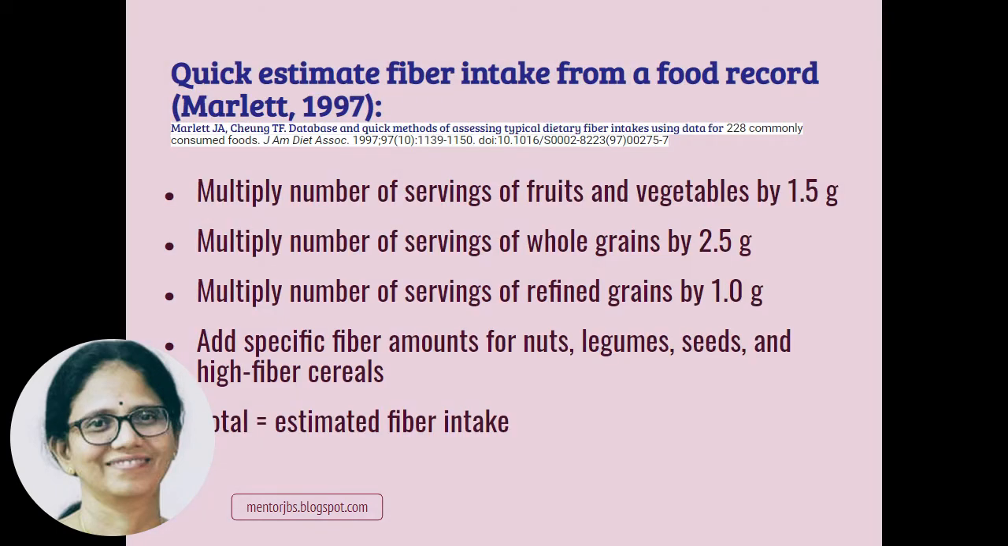A quick estimate of the fiber intake can also be obtained from a food record based on the Marlett 1997 procedure. Multiply the number of servings of fruits and vegetables by 1.5 grams. Multiply the number of servings of whole grains by 2.5 grams. Multiply the number of servings of refined grains by 1 gram. Add specific fiber amounts for nuts, legumes, seeds and high fiber cereals, and the total estimated fiber intake can thus be calculated to have a judgment on the intake of fiber by the patient.